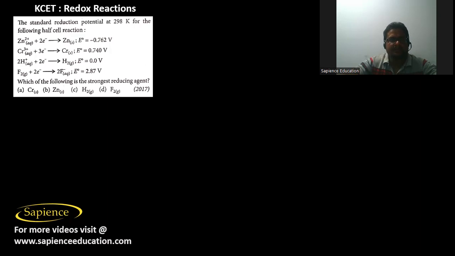Then here it is told the standard reduction potential at 298 Kelvin for the following half cell reaction is this. Which of the following is the strongest reducing agent?